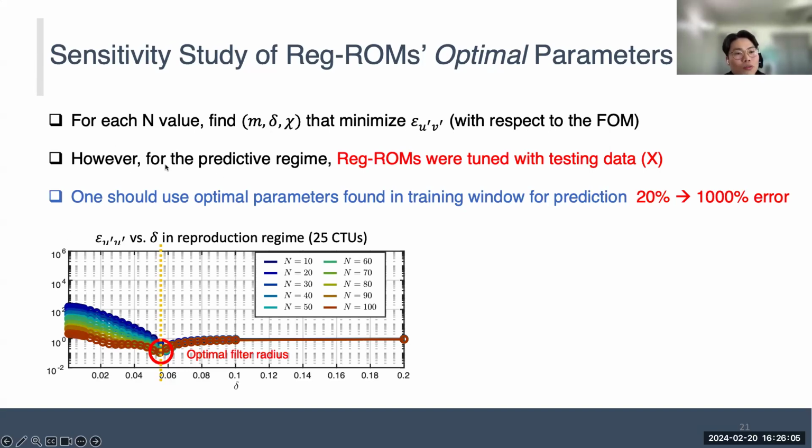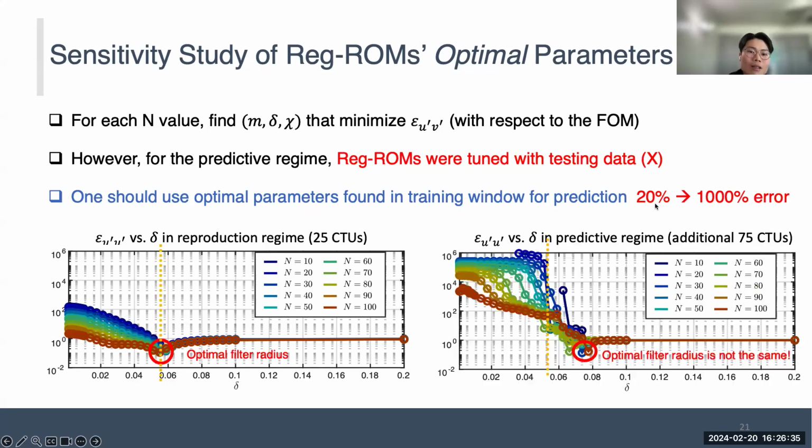However, what we're doing for the predictive regime is tuning the RAG-ROM with the testing data, which is not valid. What we should do is use the optimal parameters found in the training window. We can tune the RAG-ROM in the training window, because we have that data. But what we should really do is use that optimal parameter found in the training window for prediction. And once we did that, we found the error is no longer 20%, but 1,000% error.